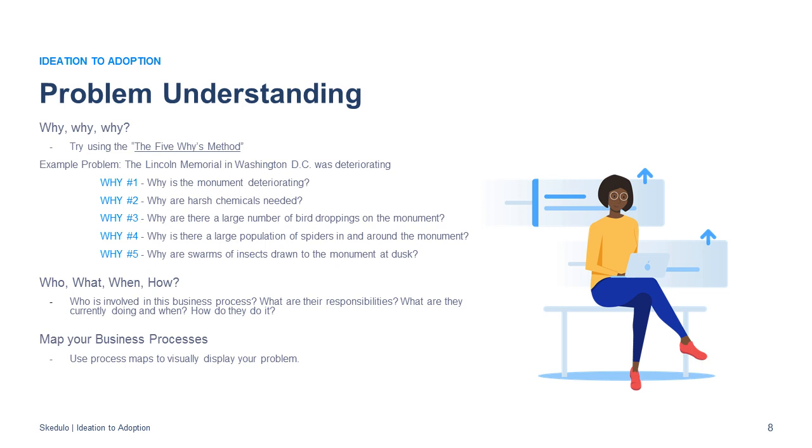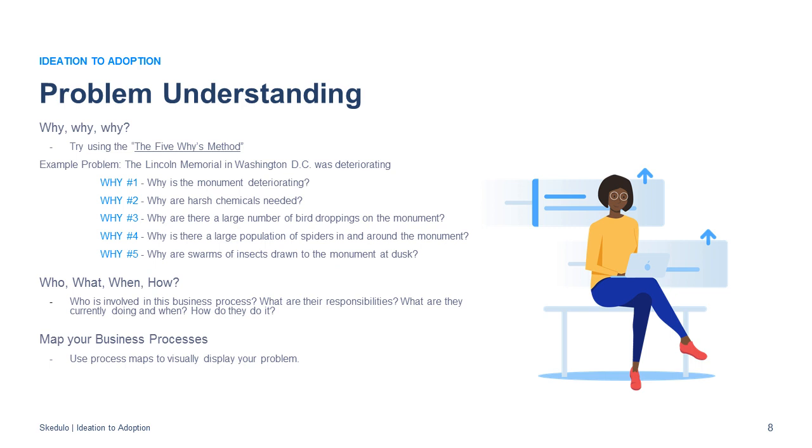Why number 3? Well, why are there a large number of bird droppings on the monument? And that was because there's a large population of spiders in and around the monument, which were a food source to the birds. Why number 4? Why is there a large population of spiders? And that was because of vast swarms of insects on which the spiders feed, which were drawn to the monument at dusk. And finally, why number 5? Why are swarms of insects drawn to the monument? And that was due to the lighting of the monument in the evening.